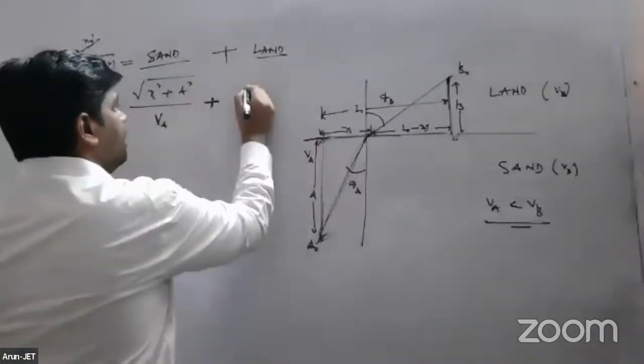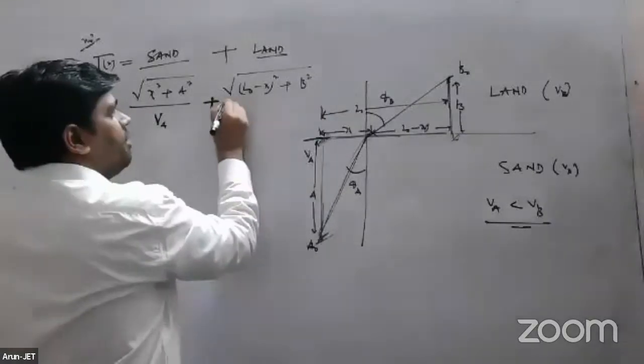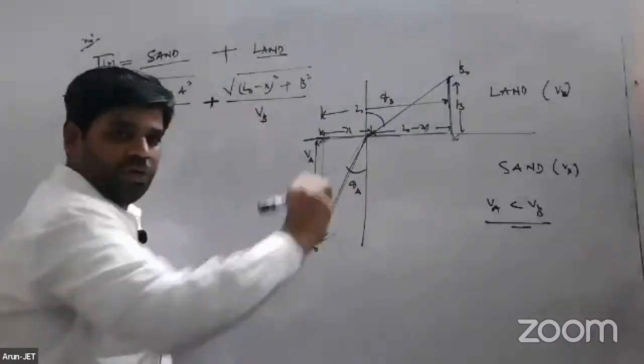Time on land would be root of L0 minus x whole square plus b square, by VB.